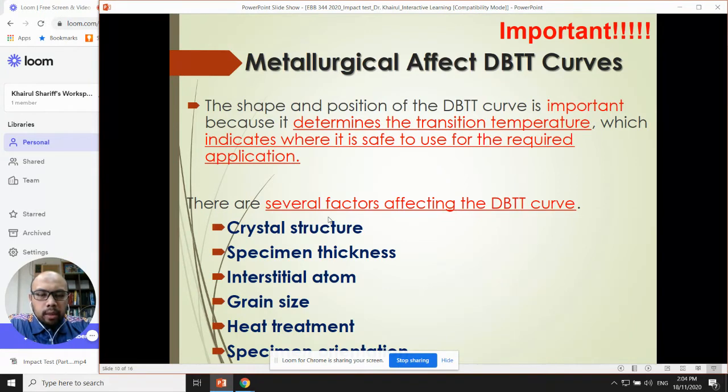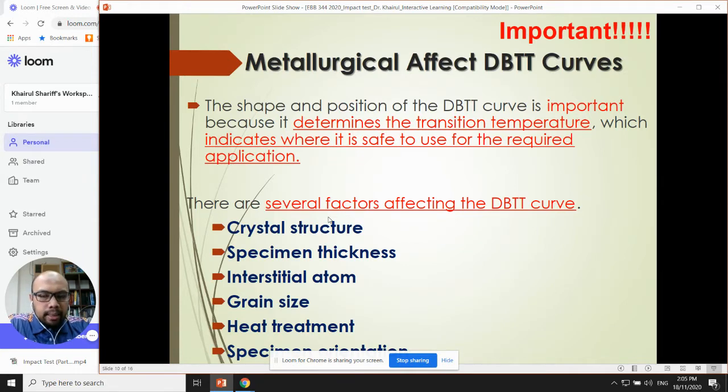Okay, I think this one is the last part for impact testing, a continuation from what we have discussed before for the DBTT curve. All right, for this DBTT curve, there are several factors affecting it. The shape and position of the DBTT curve is important because it determines the transition temperature, which indicates where it is safe to use for the required application.